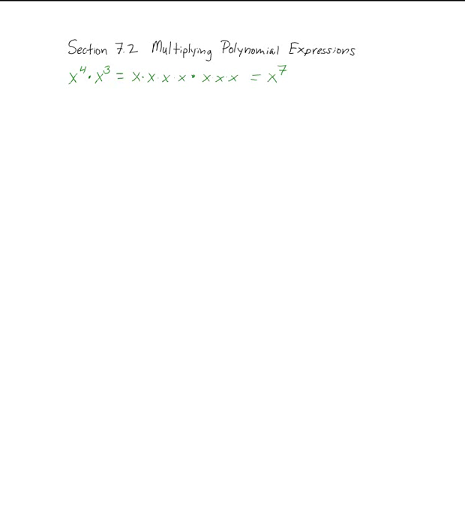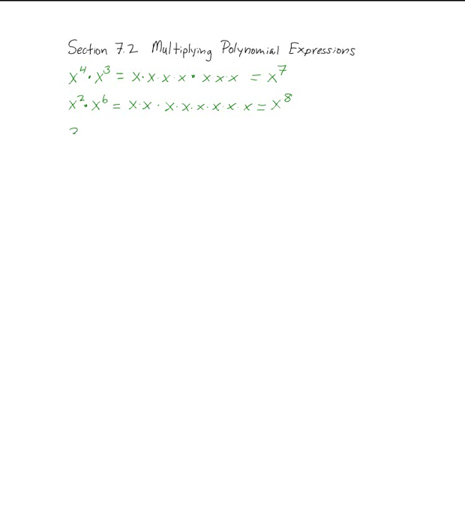All right, one more quick example like that. X squared times x to the 6th means x times x, and then x to the 6th means 6 of them. So what do I have? Altogether I have 8 x's. So I hope you see the rule there. The rule is when I multiply x's together, what happens to the powers? They get added. 4 plus 3 is 7. 2 plus 6 is 8.